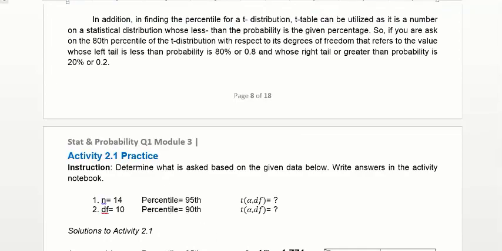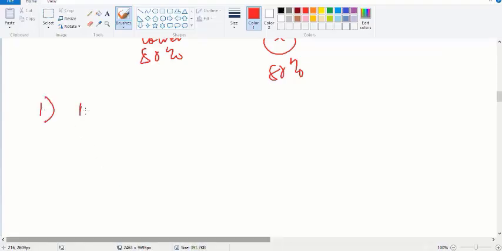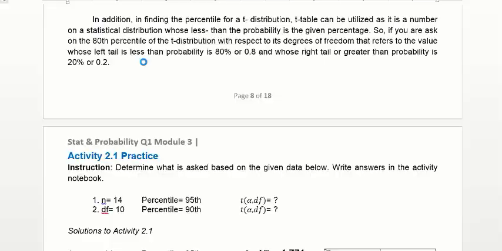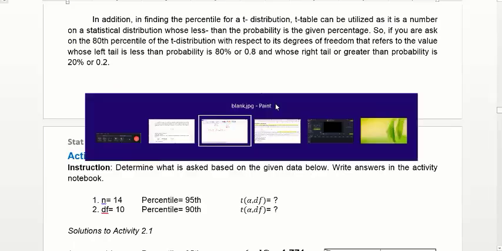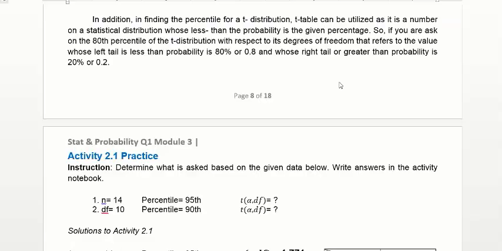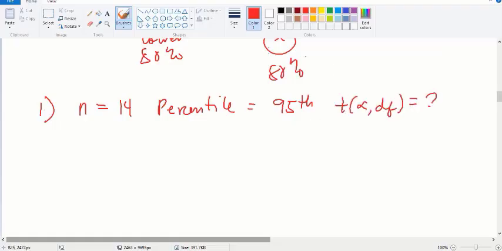So, activity 2.1, number 1, n is equal to 14, and the percentile is 95th. What is the t-value? So, how are we going to do that one? What is the degrees of freedom here? df is equal to 13.